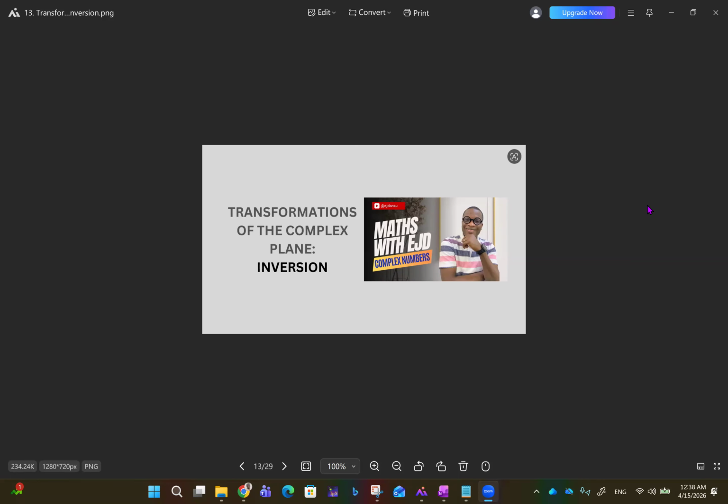So we continue with transformations of the complex plane as we now look at inversion. In the first two videos, under these transformations of the complex plane, we had looked at reflection, which means z becoming z plus a. Then we looked at rotation and scaling in the other video, which is about z becoming az. Now we are looking at inversion.